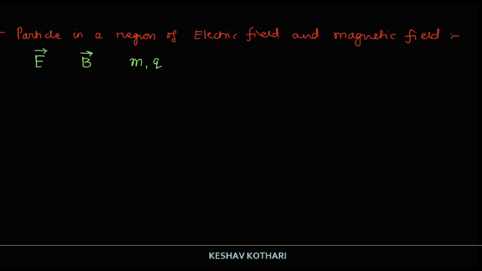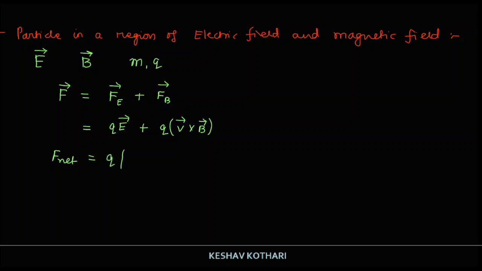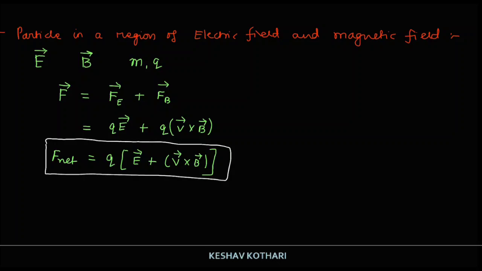So the force which is experienced by this particle is going to be the force due to electrostatic, followed by the force due to the magnetic effect, and we say that the net value of force is going to be q E vector plus q V cross B. So the net value of force, or the equation of force, will become q times E vector plus V cross B. So this is the net value of force which we have for a charged particle which is introduced in a region of electric and magnetic field combined.